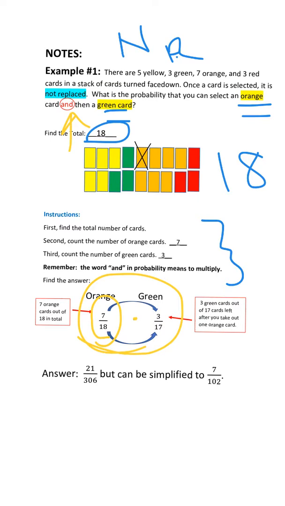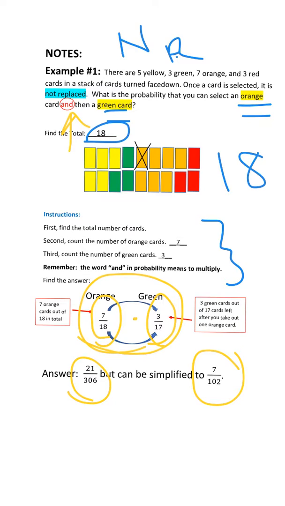So there was 3 green. We set up that one. And then we're going to go top to top, bottom to bottom. We're going to get kind of a big answer here, but we're going to go ahead and simplify that. In this case, they simplified it by 3. So we went all the way down to 7 over 102 as our final answer.